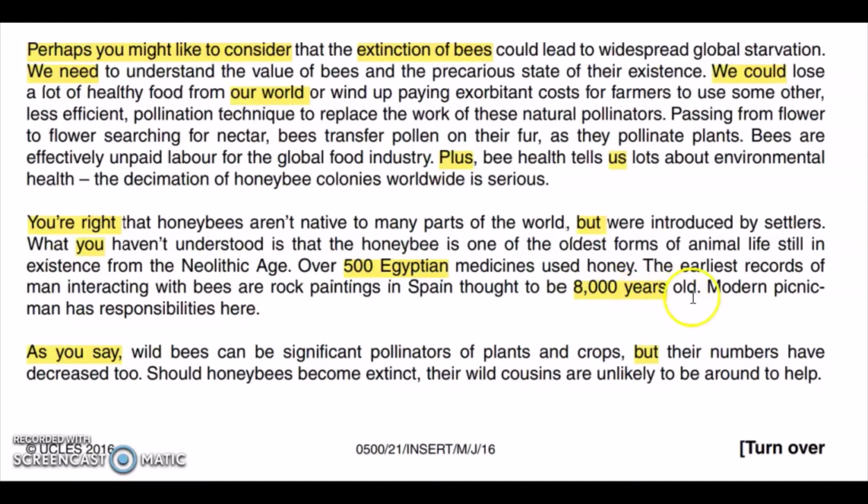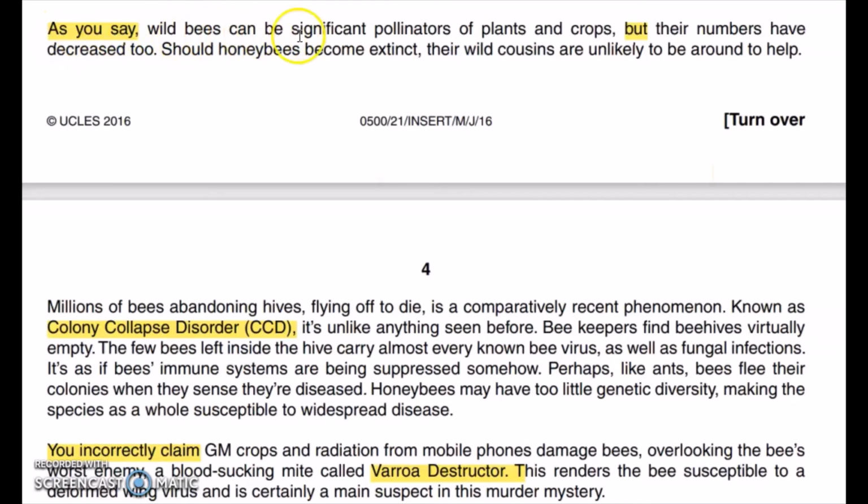Again, use of numbers. As you say, wild bees can be significant pollinators of plants and crops, but you start your paragraph with something you agree with, and then you write your own point of view using this conjunction: but their numbers have decreased too. And one important thing here is that you are using the short form as well as the full form of the word. For example, known as colony collapse disorder, CCD, because your reader might not know this term. That's why you have to write the full term as well for understanding.